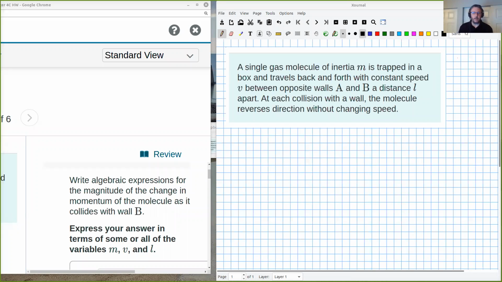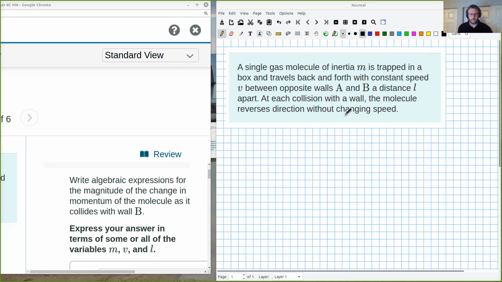All right, in this video, I'm going to talk about problem 6 from the 4C homework, which was problem 4.90. I've copied it here onto my whiteboard. It's a single gas molecule of inertia m trapped in a box, traveling back and forth with a constant speed v between opposite walls A and B, a distance L apart. At each collision with the wall, the molecule reverses direction without changing speed.